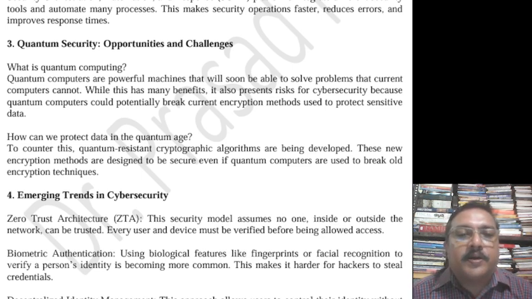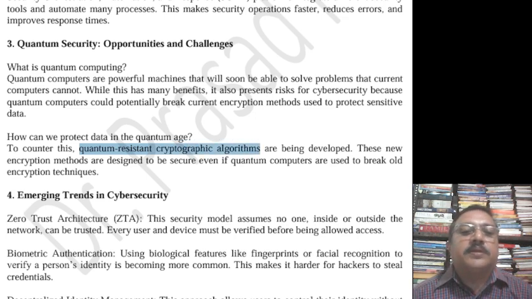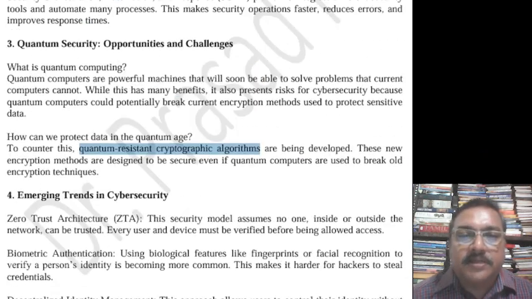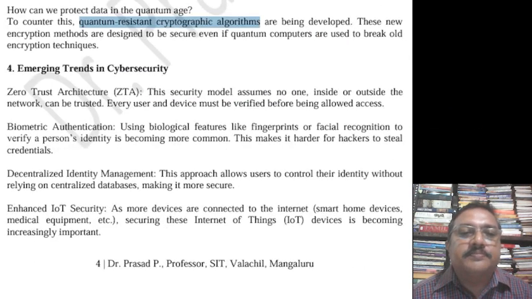So how can we protect ourselves in the quantum age? The counter for this is quantum resistant cryptographic algorithms. These are new encryption methods designed to stay secure even if a quantum computer is used to break the old encryption techniques. How it works, the students can learn later, just introducing the terms here.